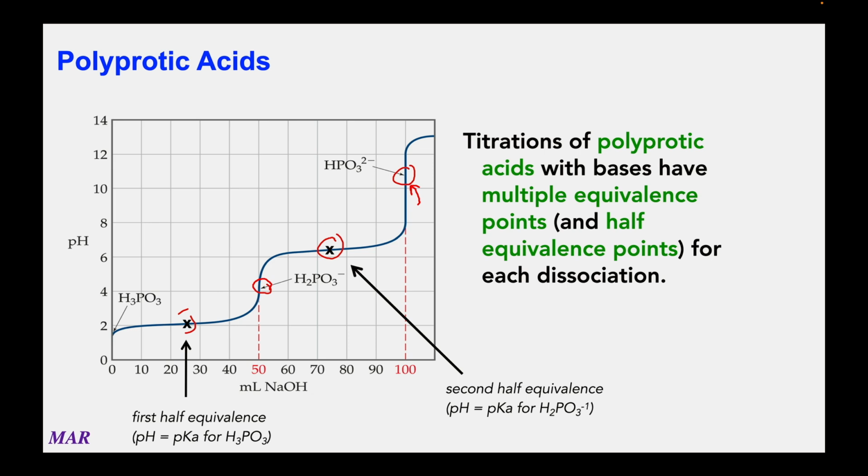So it's kind of a cool concept, really neat. Sometimes it's difficult to find the third equivalence point. It can be done, but you need some special techniques. We don't need to worry about it, but with polyprotic acids, you can absolutely find Kas and all that same kind of stuff too. Pretty awesome.